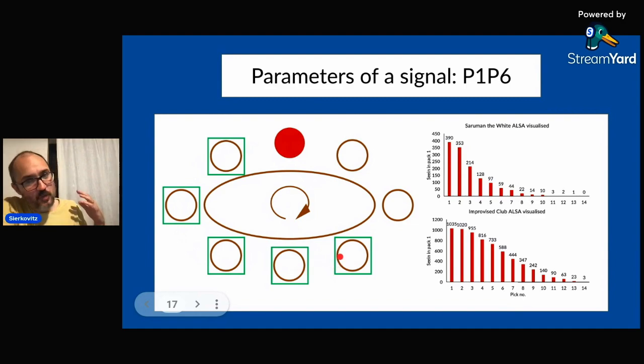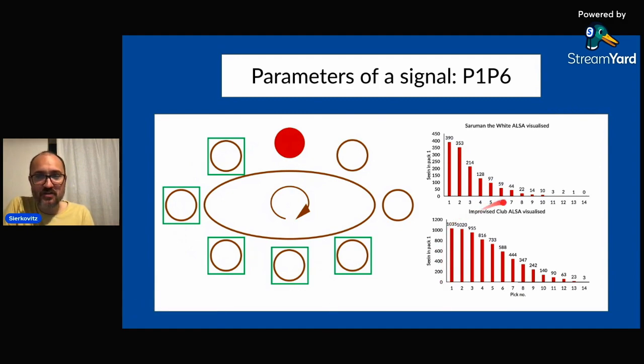So at least look at that signal with some kind of attention. Don't build your draft around it that you saw Saruman pick 6, but at least take it into strong consideration, because that's something that will happen rarely.